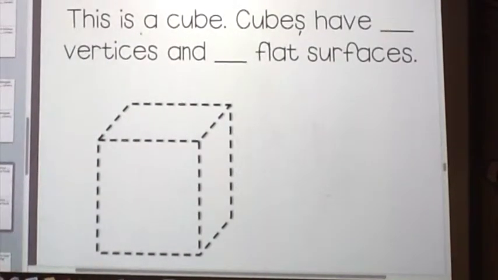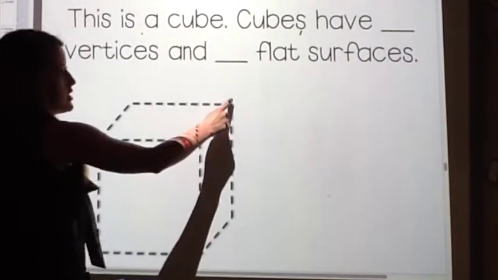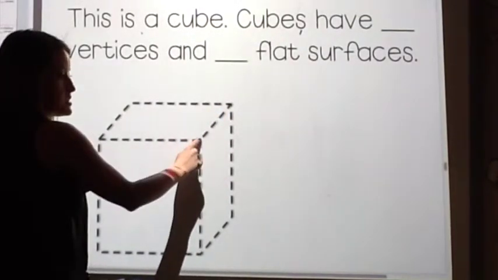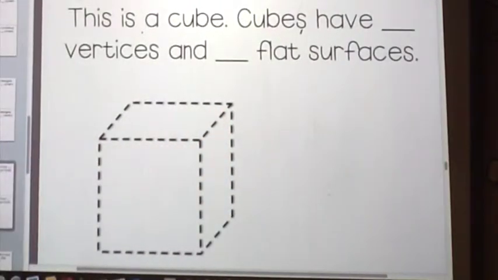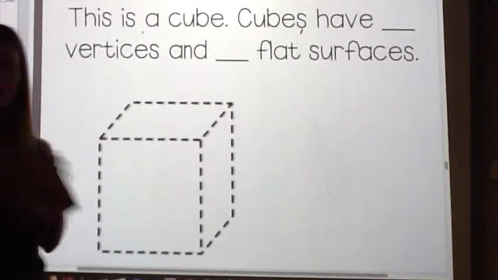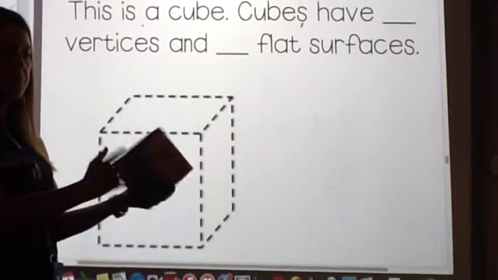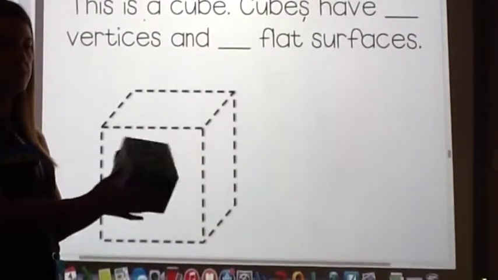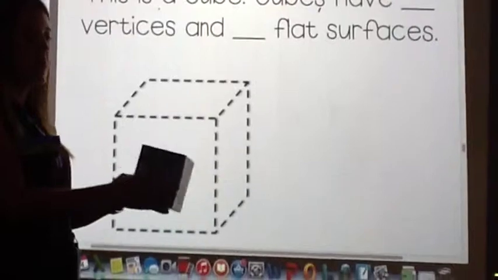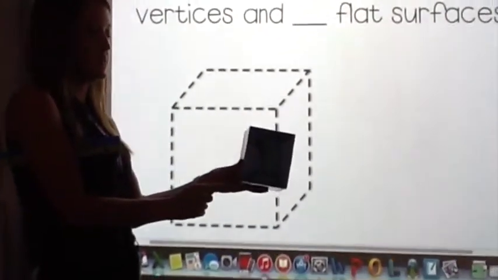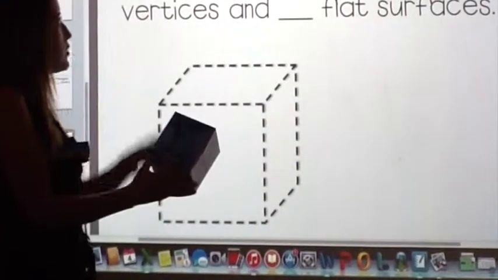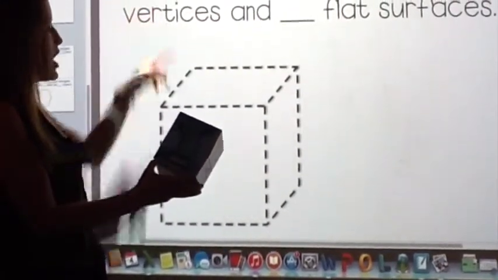Vertices is a new vocabulary word. Okay, vertices is where, just like our corners, where the 2 sides meet, our vertices is where the 2 points meet. So I have a tissue box right here. This is known as a cube. It is 3D. So to help us count those flat surfaces and those vertices, I'm going to be using this today. So a cube has how many vertices?